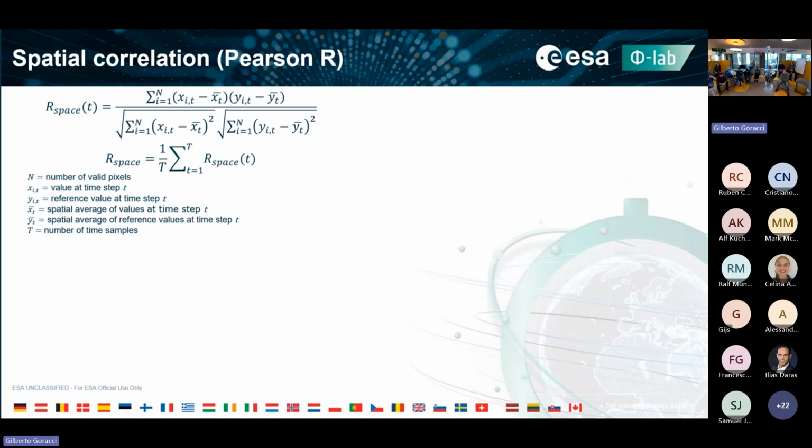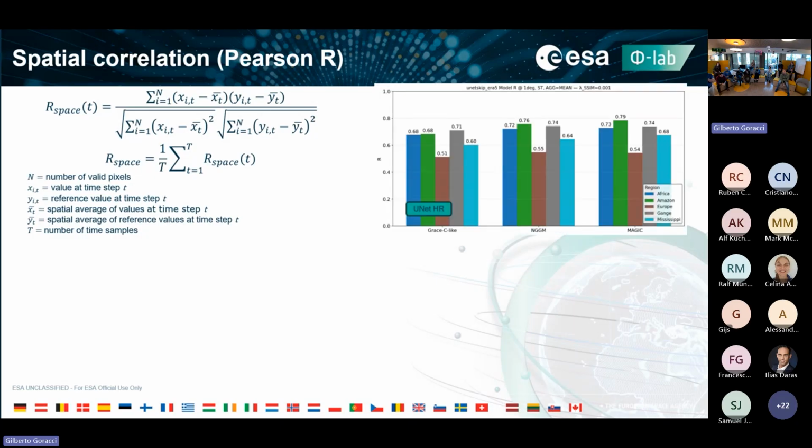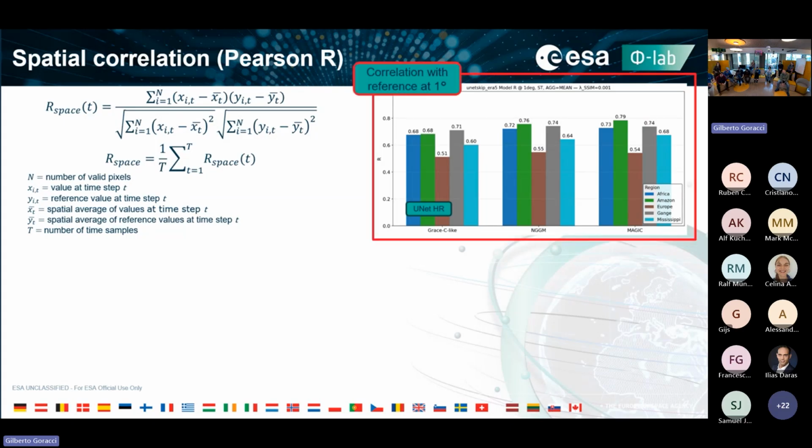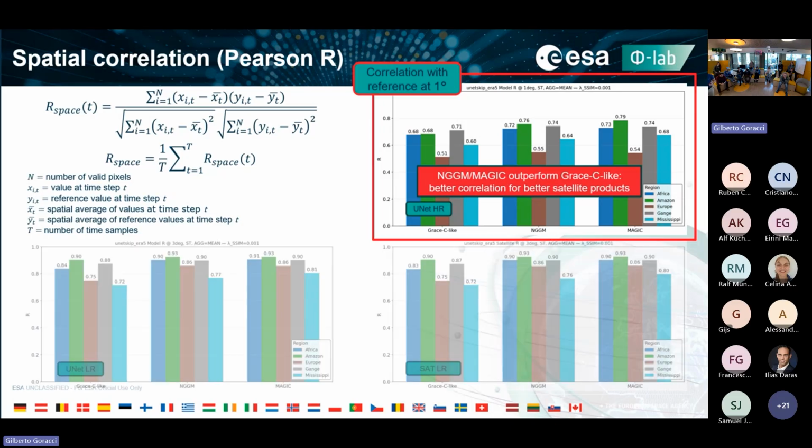So now let's talk a little bit about the metrics. Let's quantify the model's performance. Here we compute the spatial correlation in terms of Pearson R between the ground truth and the downscaled product. This is the correlation with the reference at 1 degree. We can see that, with the results divided by region, NGGM and MAGIC provide much better spatial correlation than GRACE, due to the much better satellite products.